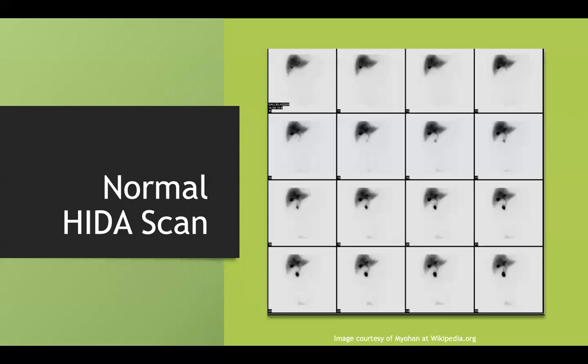Here's a normal HIDA scan where everything's working well. And I want you to recognize that the gallbladder here is visualizable in each of these. They won't give you a HIDA scan photo, but I just wanted to explain the process. And that's why a failure to visualize the gallbladder is suggestive of acute cholecystitis, because the contrast can't make it in through the cystic duct and into the gallbladder.